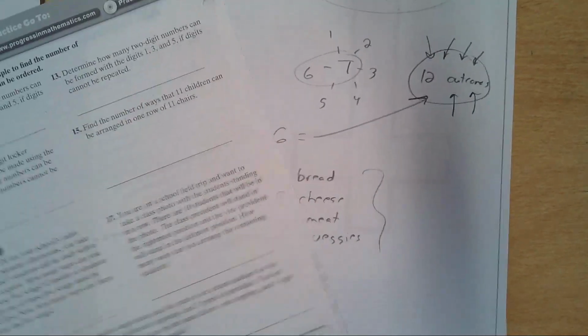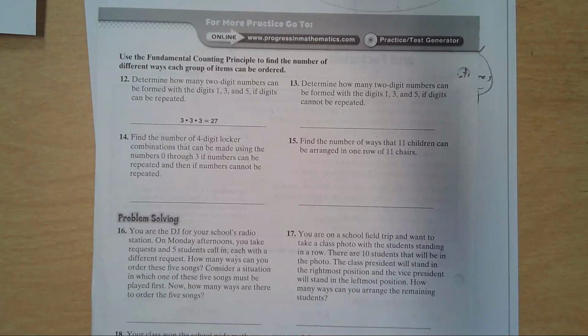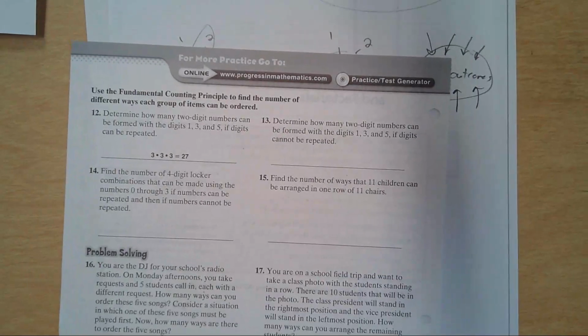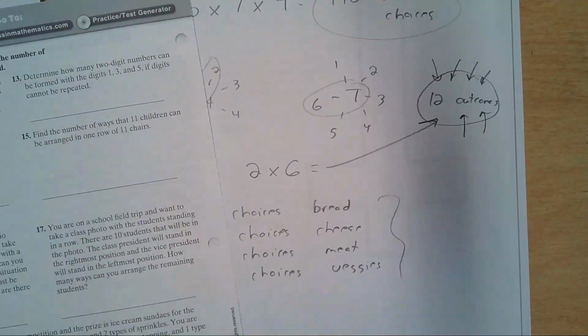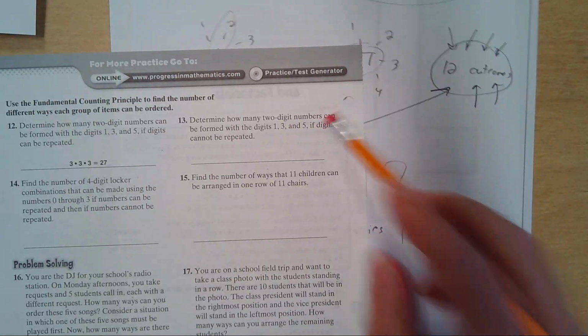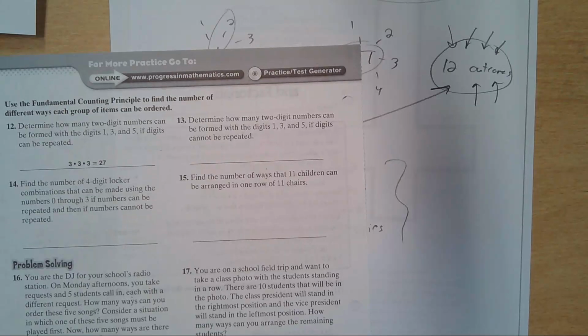So let's look on the back side here. This is a little different in the way the number of things can be grouped, and we're going to expand upon this once we get to permutations and combinations later in this chapter. Number 13 says, determine how many 2-digit numbers can be formed with the digits 1, 3, and 5 if digits cannot be repeated.